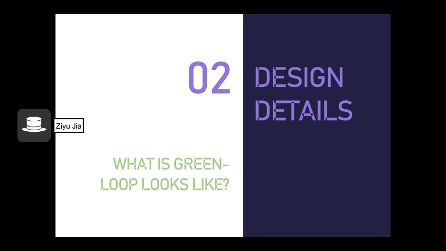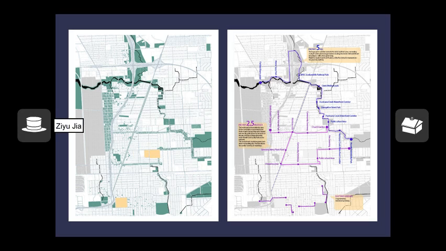After fully understanding the site, the next step is to rebuild the green loop. On the left is the site master plan. The three groups are connected in series by the green loop to form a large urban greening system. Each group also has an internal small loop. Please see the right side.